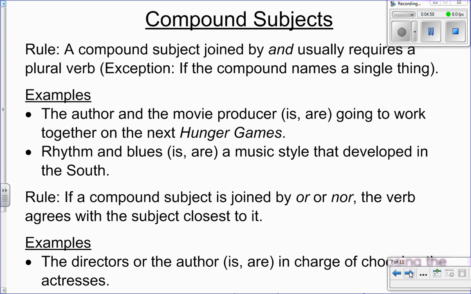All right, the first sentence: the author and the movie producer are going to work together on the next Hunger Games. So I see author and I see movie producer joined by the conjunction and. This is two people, so this makes it plural. So I would choose the plural verb, are. In the second sample, rhythm and blues are a music style that developed in the South. This sentence tells us that rhythm and blues is a style, which is singular. So even though you have these two subjects joined by and, it's really one item because it's one style of music. So I would choose the singular verb is, the one that ends in S.